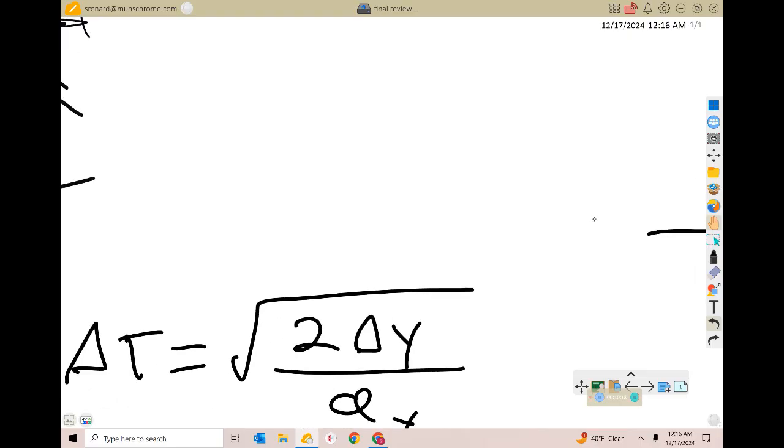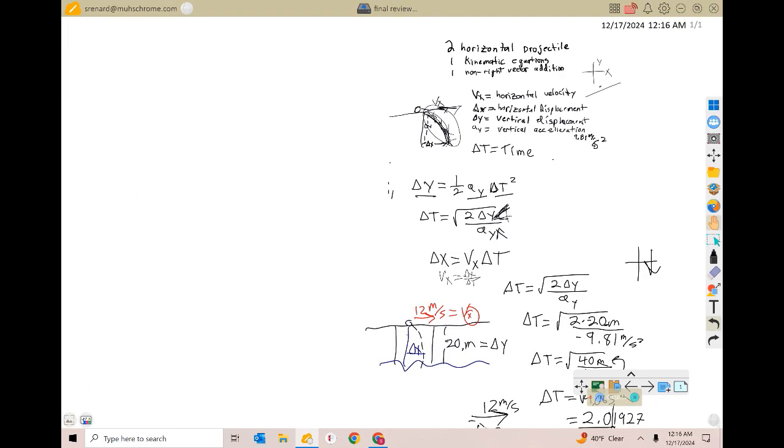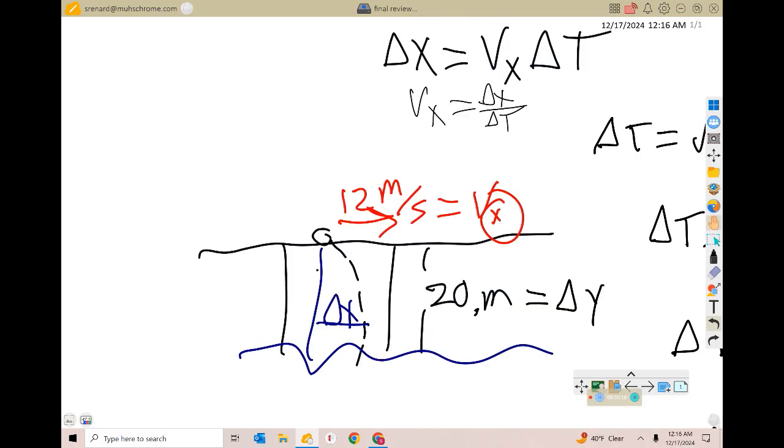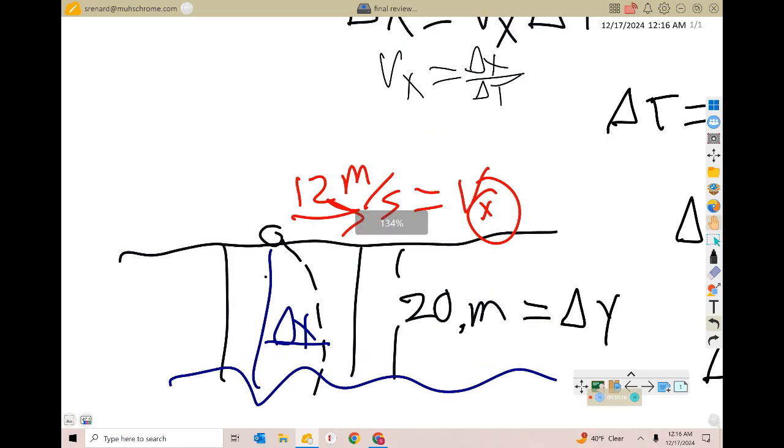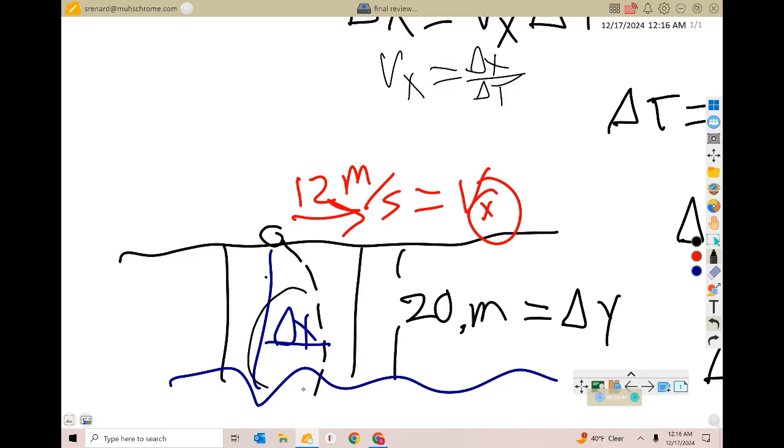Let's look at the problem. Here's a little sample problem we're going to do. We have a rock, or ball, it doesn't really matter, being kicked off of a bridge at a rate of 12 meters per second. The bridge is 20 meters high, and what the problem is asking is how far away from the bridge does it land, delta x. How far did it move horizontally as it was falling?